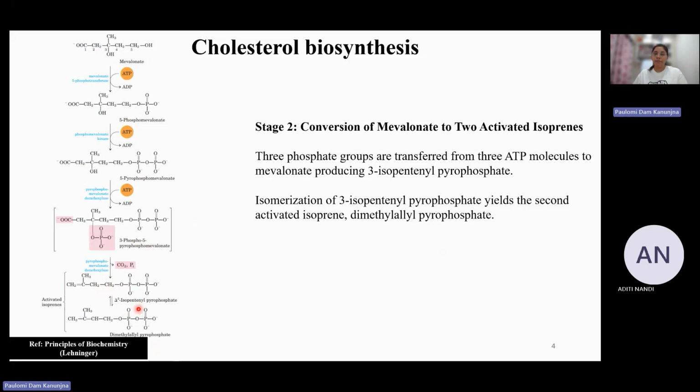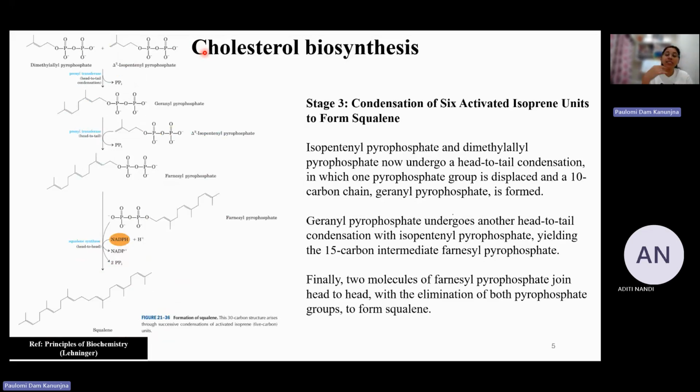So as you can see here, all these 3 consecutive steps add phosphates, which is ultimately what is forming. Then you lose carbon dioxide and inorganic phosphate. Ultimately, what you are left with is, you need to remember these 2 names: IPP, isopentenyl pyrophosphate, and dimethylallyl pyrophosphate. These are the 2 activated isoprenes which have these phosphate groups attached on them, which makes them the activated isoprenes. And these come from mevalonate in 3 subsequent steps of ATP or phosphate addition. Right? Now, what is the third step? Where do you go from here?